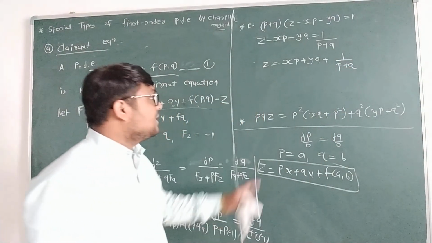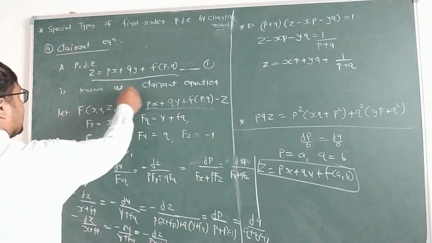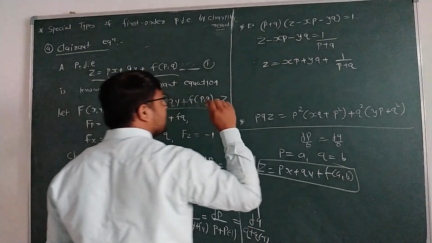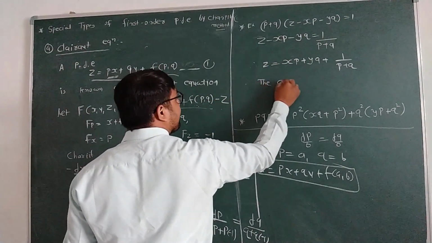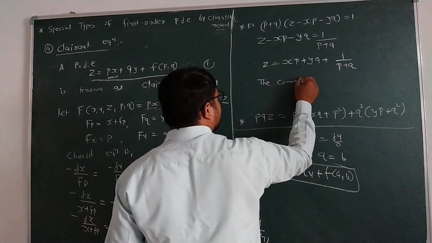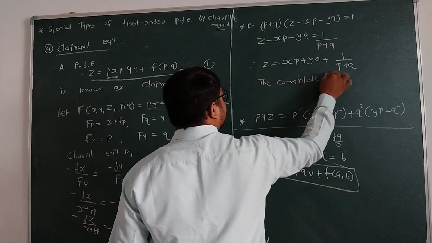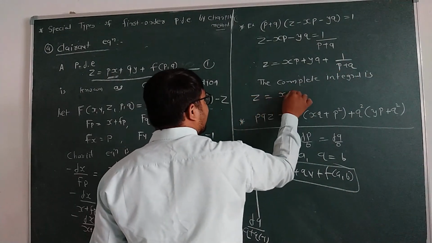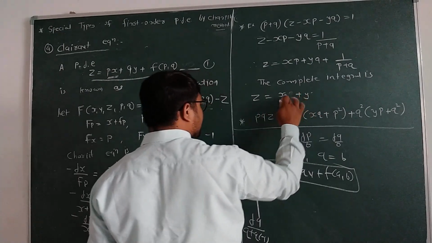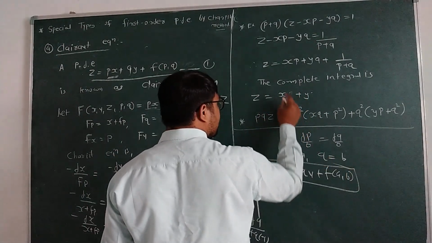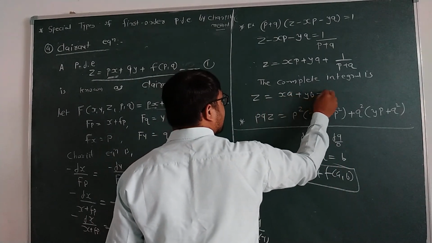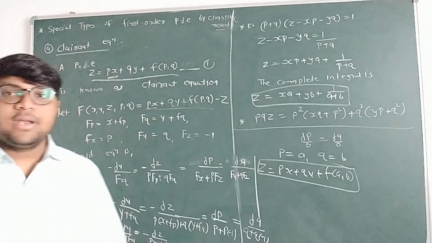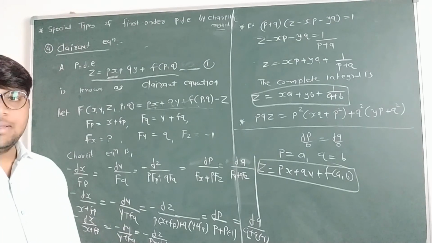So here you can see that this is nothing but a Clairaut equation, that is z equals px plus qy plus function of p and q. Therefore the complete integral is z equal to xp plus yq. Here put p equal to a and q equal to b. So z equals xa plus yb plus 1 over a plus b. So this is our required complete integral of the first order P.D.E. that is given.